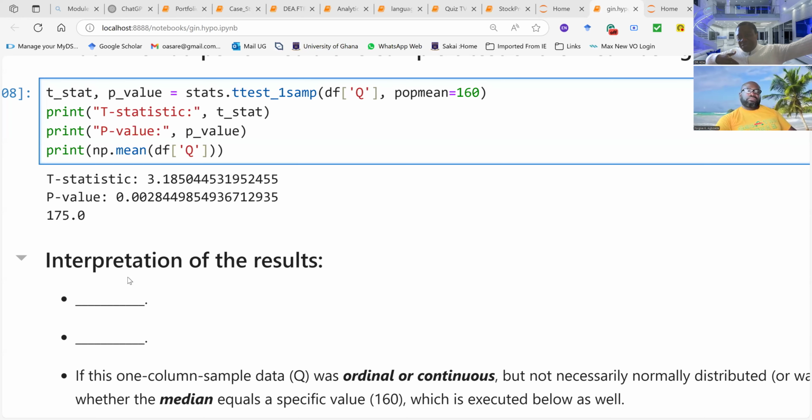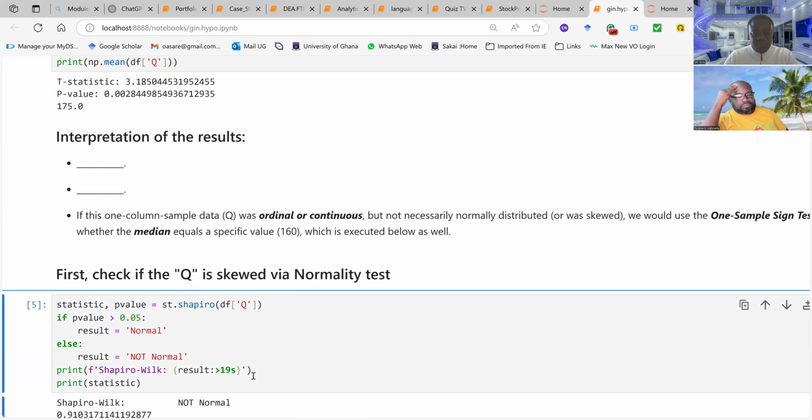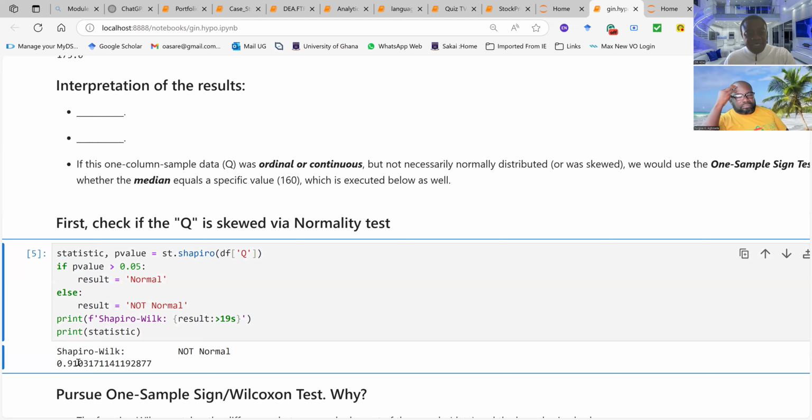So we are going to run this and check the p-value. Okay, and I've created a result to indicate that check. Let's run it and see. There you go. So you can see that the p-value is what? 91%. Which means the data is not normally distributed at all.